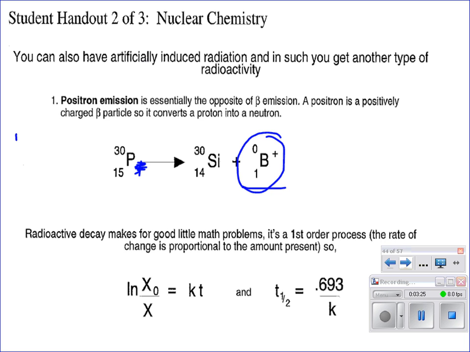Two others I want you to know. I want you to know 1/1 p. That's a proton. Protons can leave nuclei too. And a neutron, 0/1 neutron.